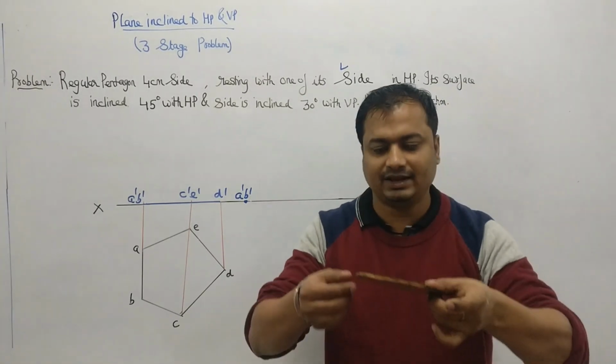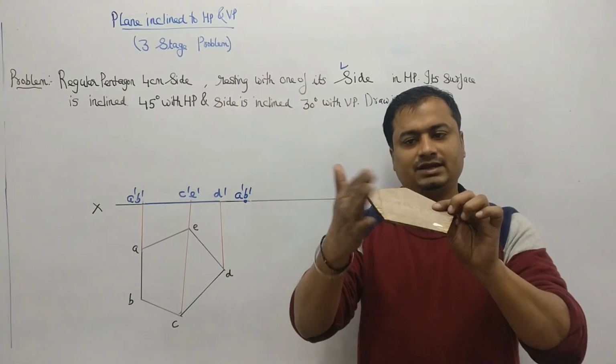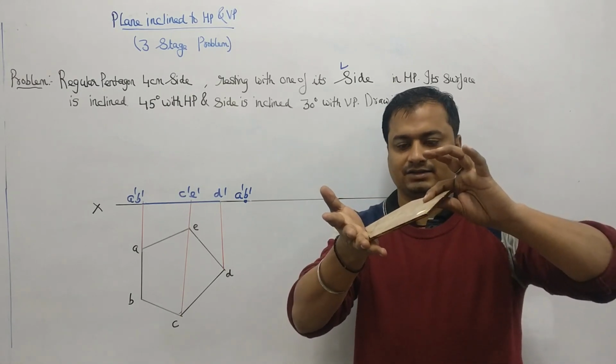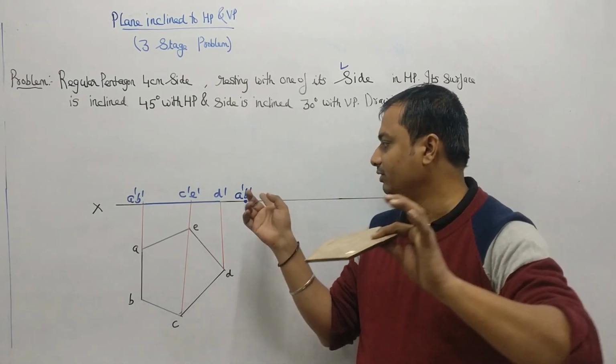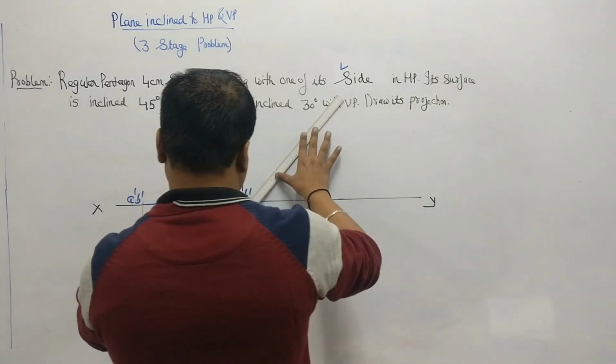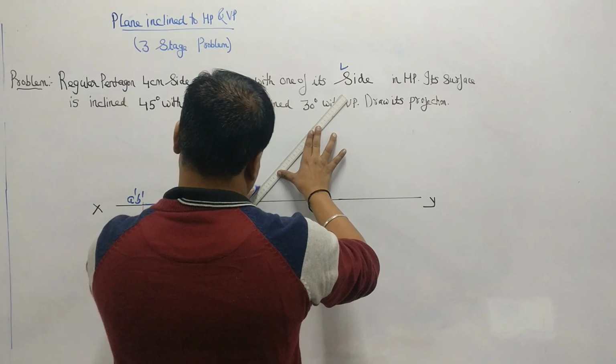So the case is something like this. This is my AB. So this AB will be on xy and the surface is inclined like this. So that is the reason I will be taking this point on xy. Okay. So this we have already done in the last lecture also. So draw a line of 45 degrees.